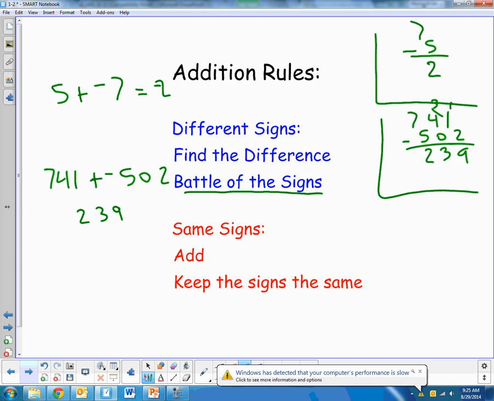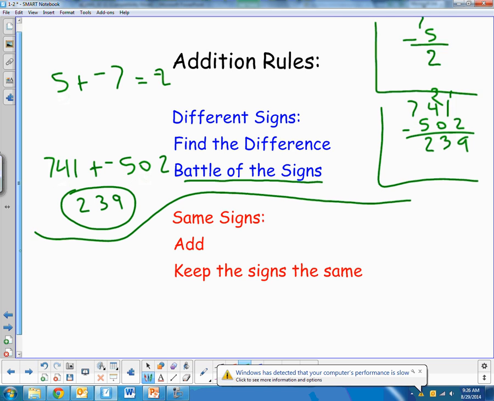Well, I play that battle of the signs, looking at the number 741 and the number 502. 741 is bigger. Even though it's got that negative over there, 741 is definitely bigger. That is going to be the sign that we choose, which means it is going to be a positive result, 239. And that's how we deal with different signs when we're adding.